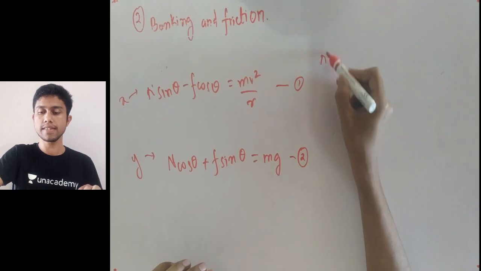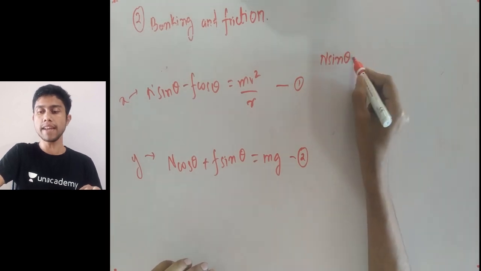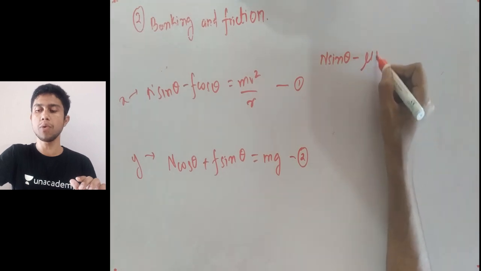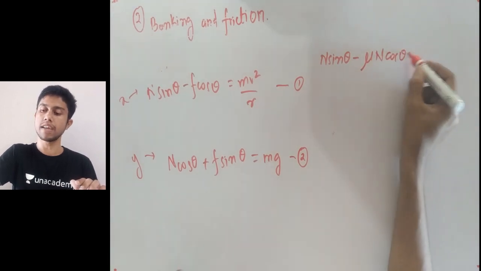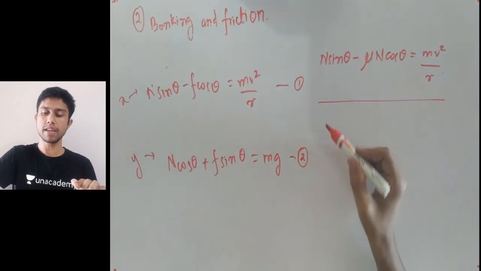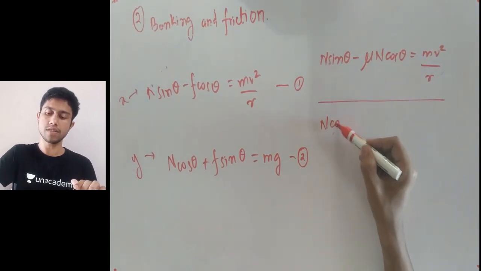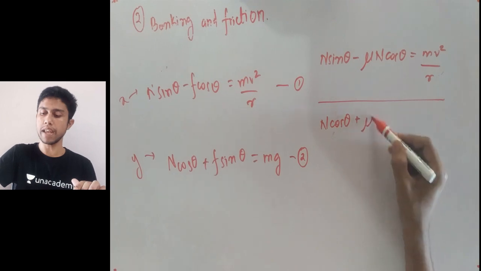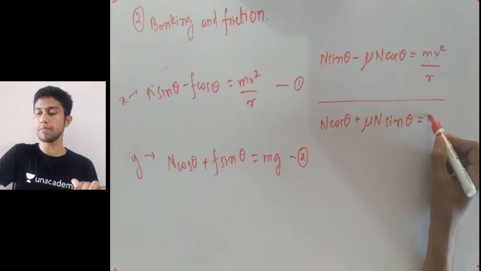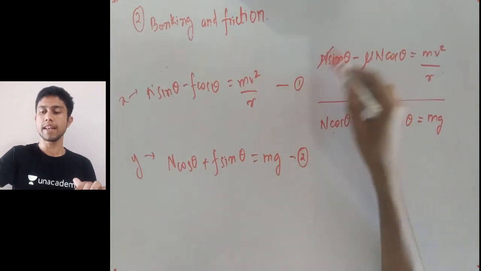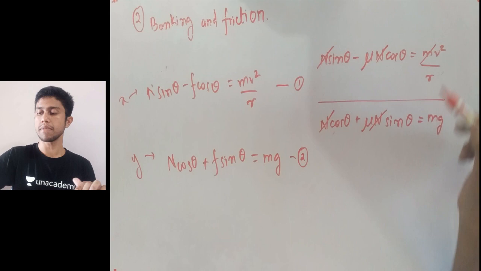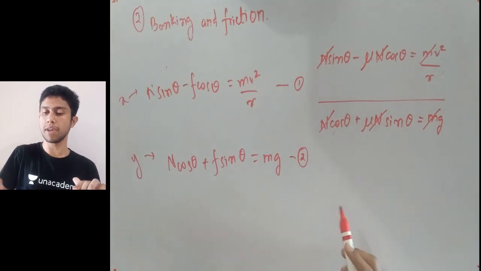So I'll get n sine theta minus f. What is f? Friction. And what is its value? Its value is mu n cos theta, equals mv square by r, which will be divided by the next expression, n cos theta plus f. F is again mu n sine theta, mg. So I know this n is constant everywhere, so this n will be cancelled out, and also the m is constant in both equations, so m will be cancelled out.